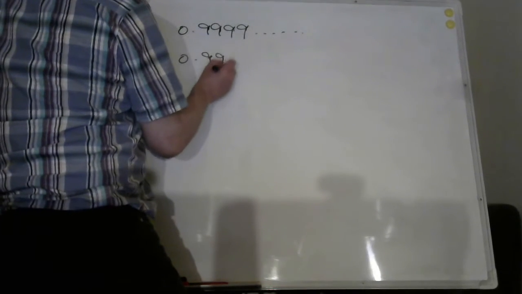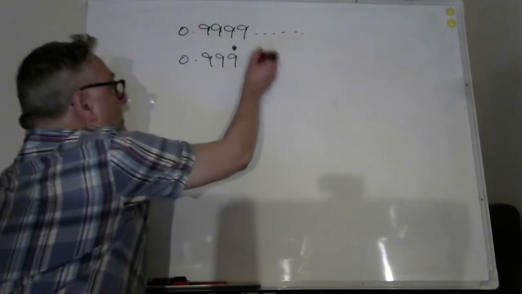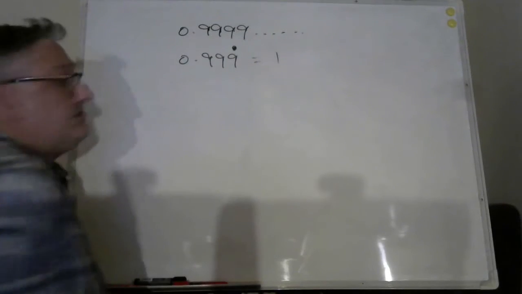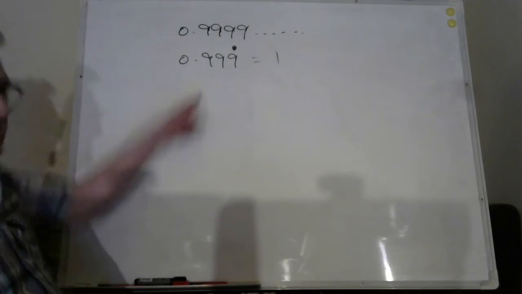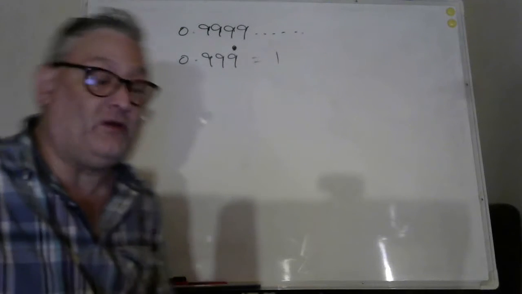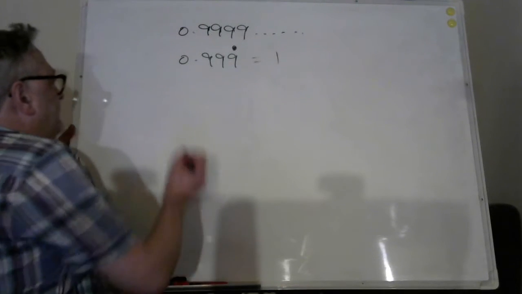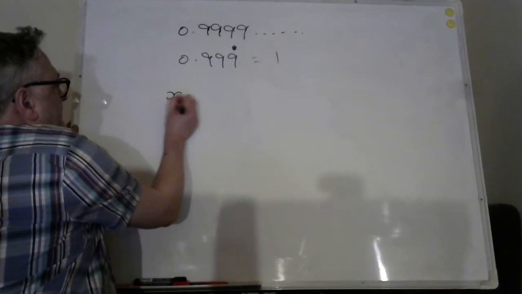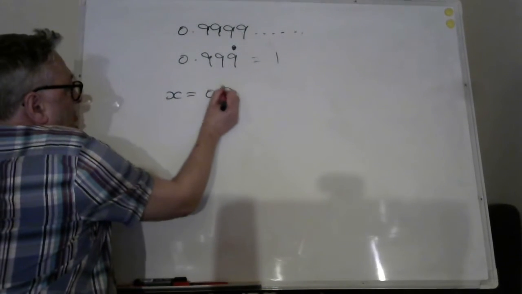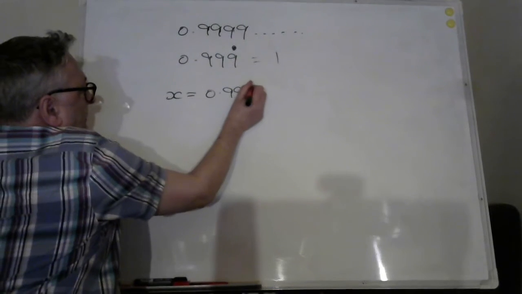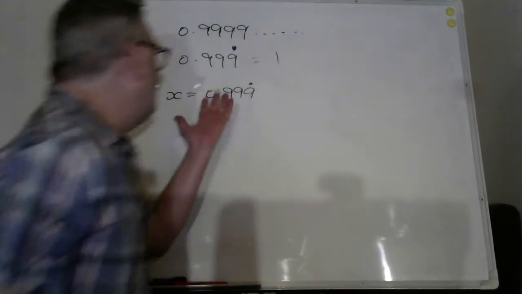So how do we know that 0.9999 forever and ever and ever, normally written like so, 0.9 recurring, how do we know that that is equal to 1? Well, there's a simple proof of this. In fact, there are 4 proofs of this. And what you do is you put x equal to 0.999 recurring. So how does that help us?